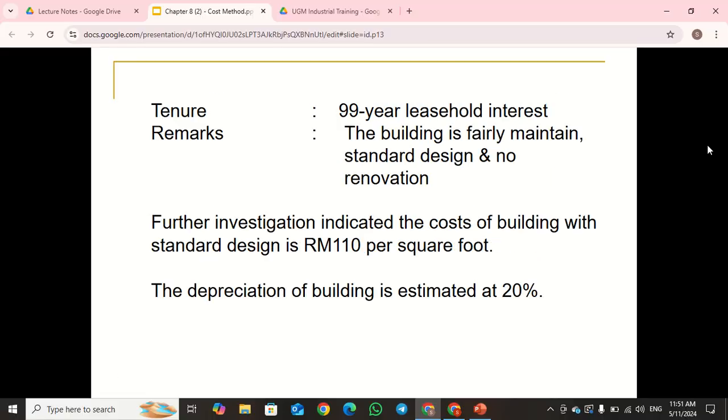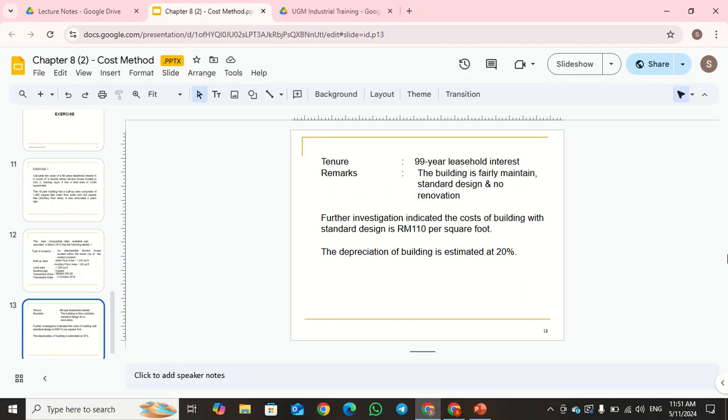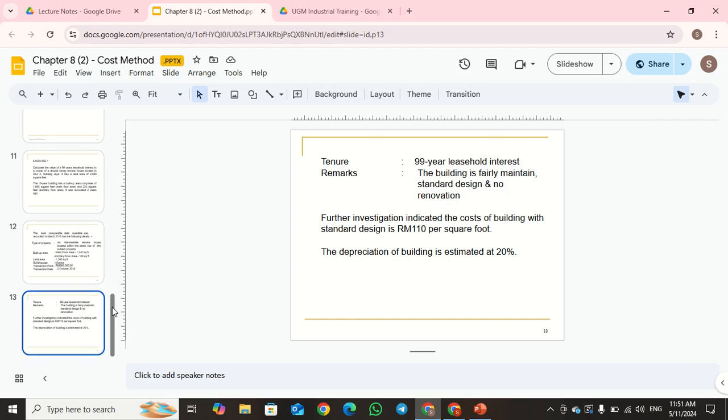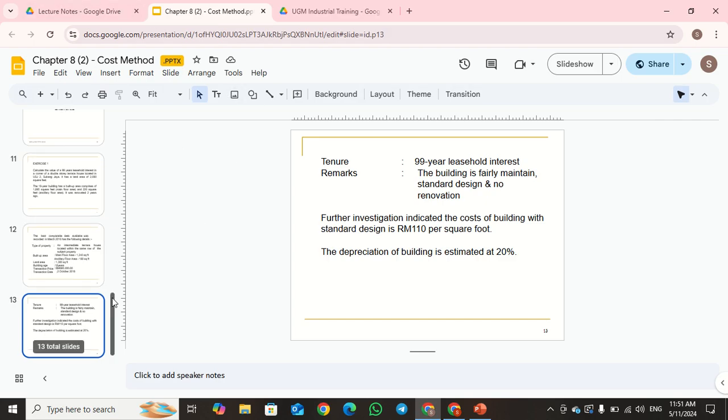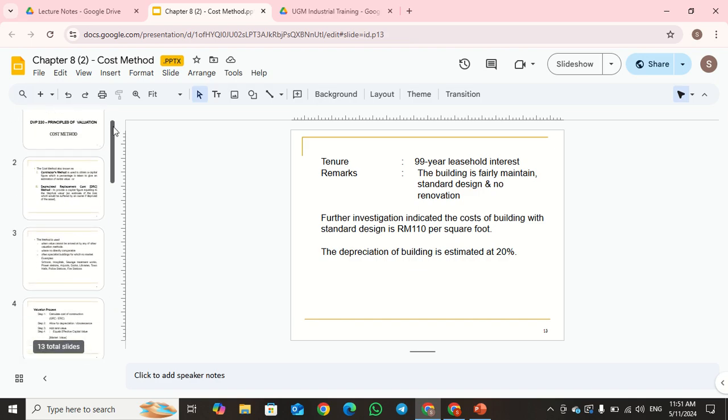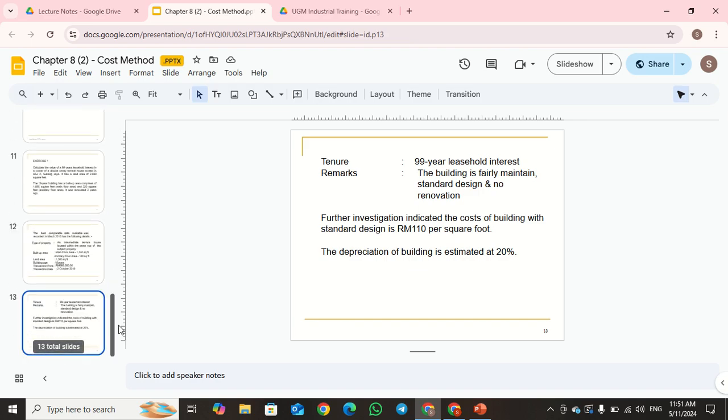So that finishes the cost method. Next week I want to see your answer to the exercise. Please bear it in mind. This topic is very simple, so I do hope that you understand me, and if you have questions you can proceed with me in next week's lesson. Okay, thank you very much.